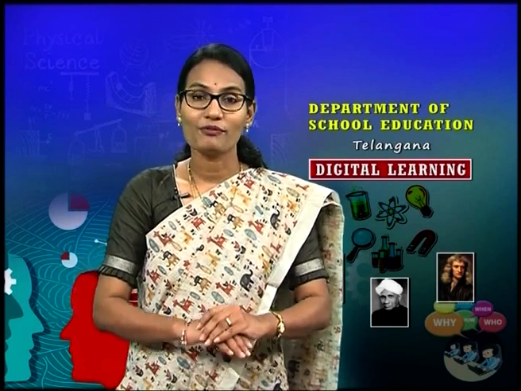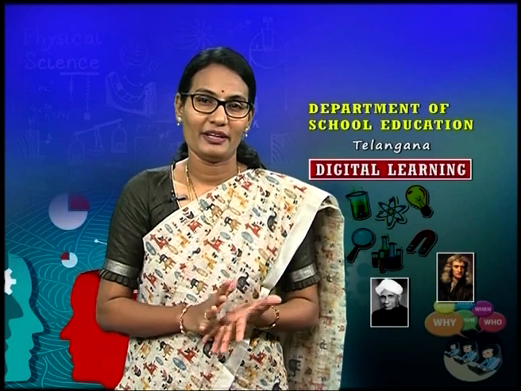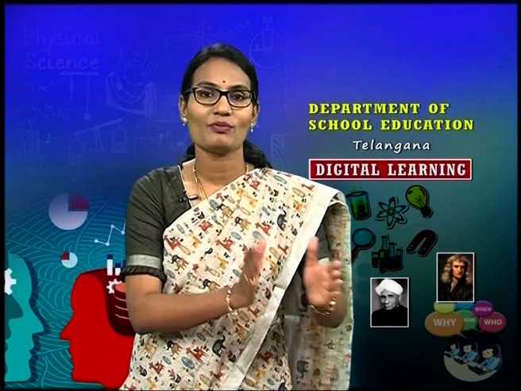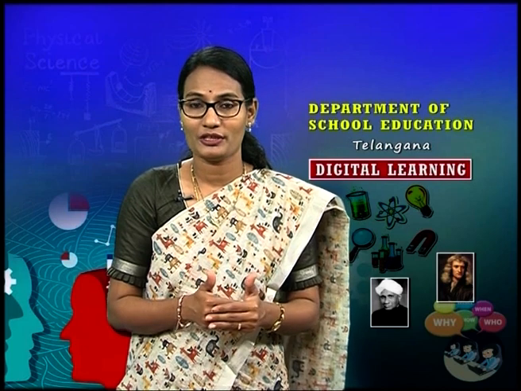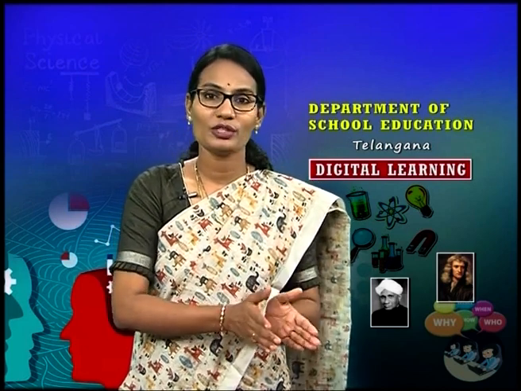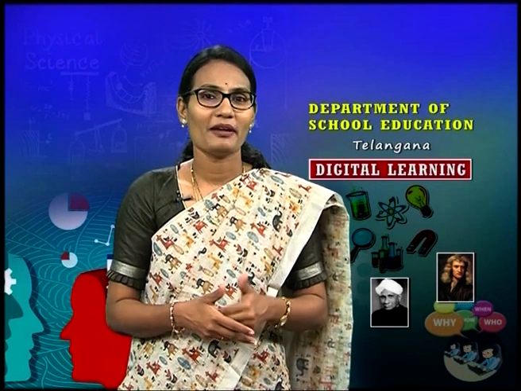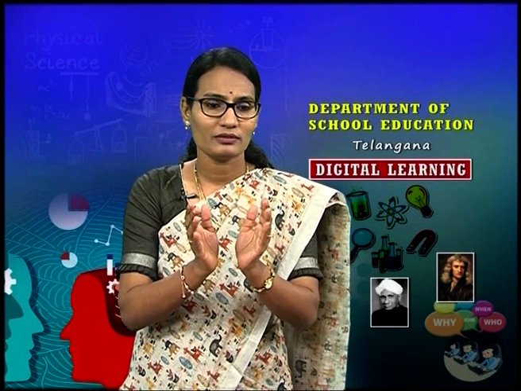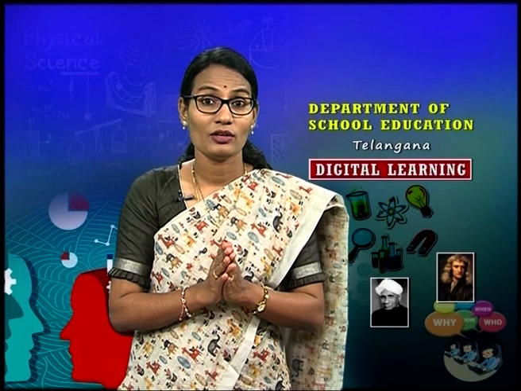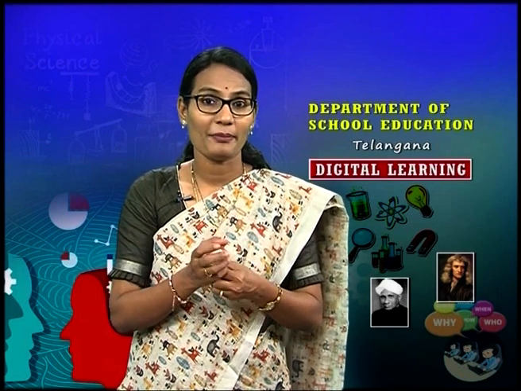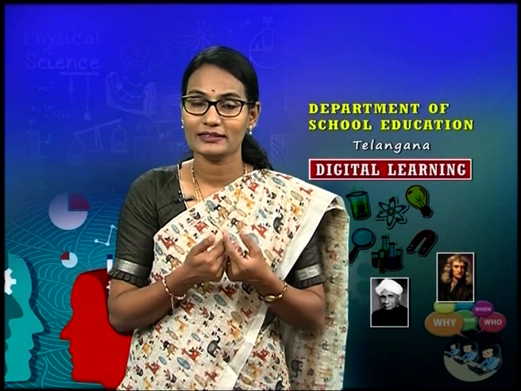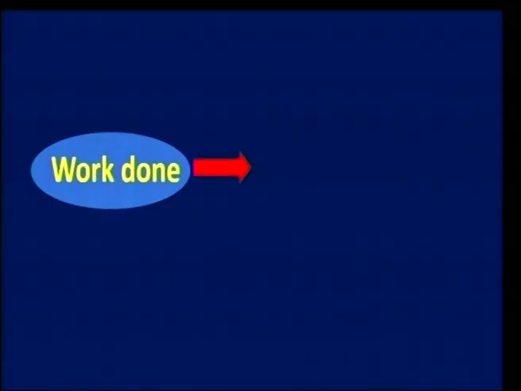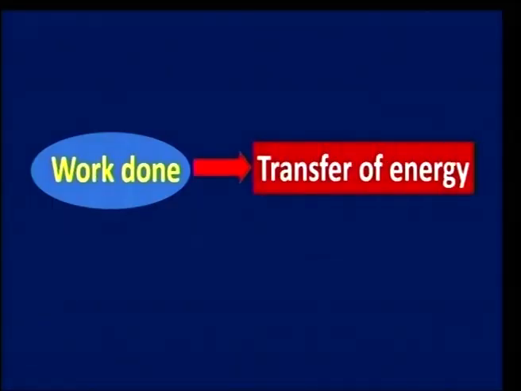What happens when work is done on an object? We have already learned that whenever a force is exerted on an object, it moves. The object changes its position from rest to motion and from motion to rest. So what happens when the work is done on the object? When you see the objects, you only observe the motion of the object, children. But there is another thing happening which is not visible to our eye, that is transfer of energy. When the work is done on the object, energy transfer takes place.